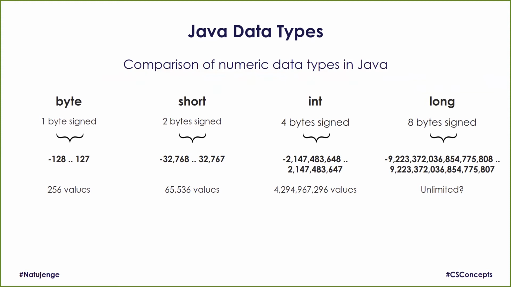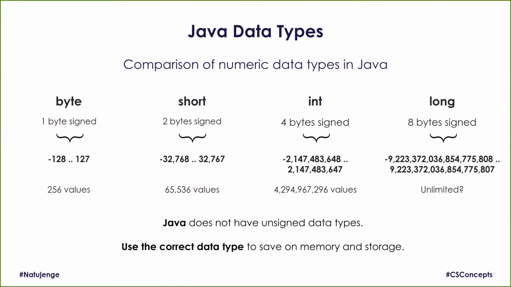When you take the negative and the positive, you get the values on the screen. Of course, when you're dealing with 8 bytes, you're dealing with a huge number, quintillions, and this is enough to cater for most of the scenarios that have ever been experienced. So Java does not have an unsigned data type. This is something that you must remember when you are dealing with Java.